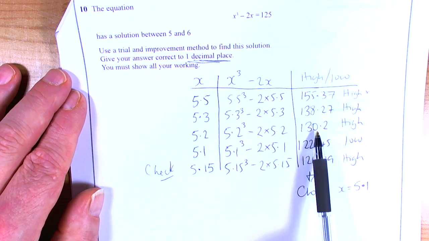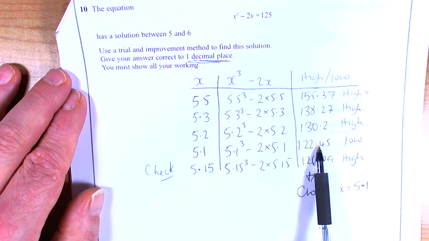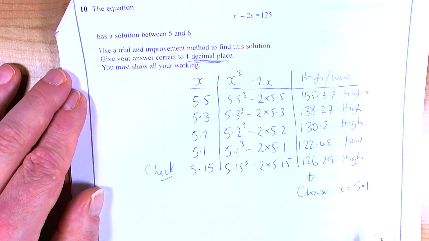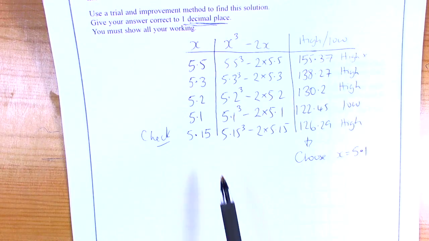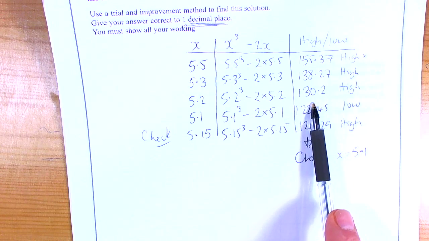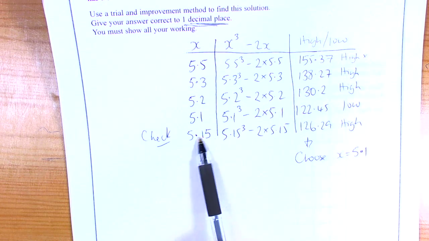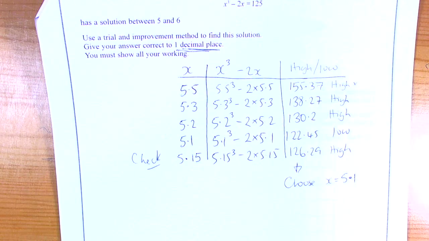And if we look carefully, we can see that this one is slightly closer to 125 anyway. It's only just over 2.5 away, whereas this one's 5 away. So 5.1 was the closest possible value. But you have to show the check. You can't just look at those numbers and say, well, that's obviously going to be the answer. You have to show evidence of checking to get the 4 marks. So really important with trial and improvement, you do that check.